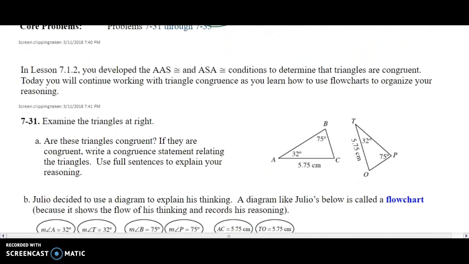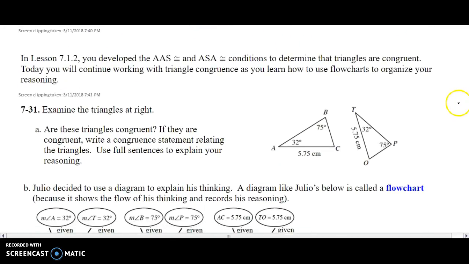So, kind of the introduction. In lesson 7.1.2, you developed angle-angle-side congruency and angle-side-angle congruency conditions to determine that triangles are congruent. And today you'll continue working with congruent triangles as you learn how to use flowcharts to organize your reasoning.